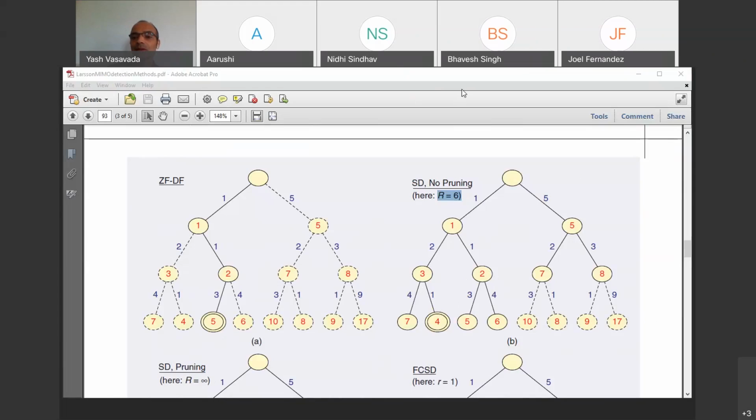Yes, sir. I have one doubt. Sir, 4 and 5 both will be less than 6. So how will it decide which one to take? So it will decide that because 4 is less than 5, so it will be nearer to the point.